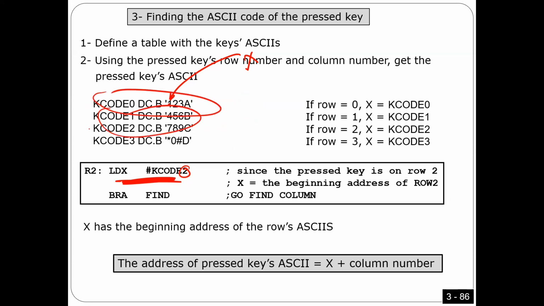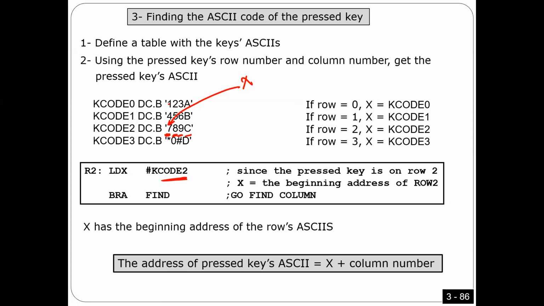Now look at the idea. For example, in our case here, it was row 2. So now X is here. Okay. So now, should I get 7? Should I return 7 or return 8 or return 9 or return C? Which value do I have to return? Who's gonna tell me?